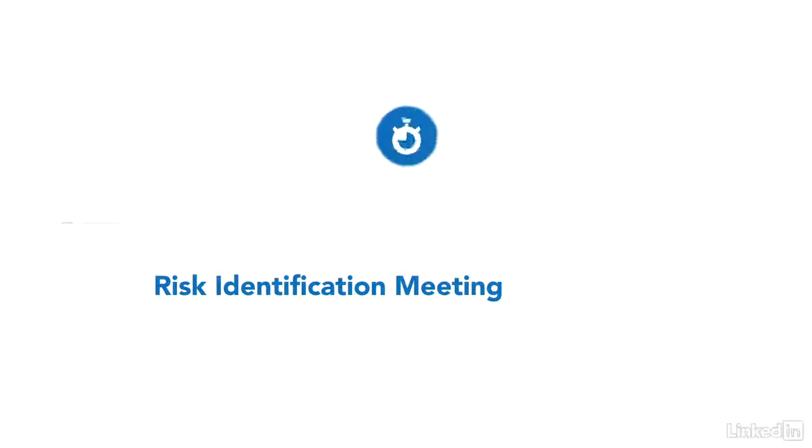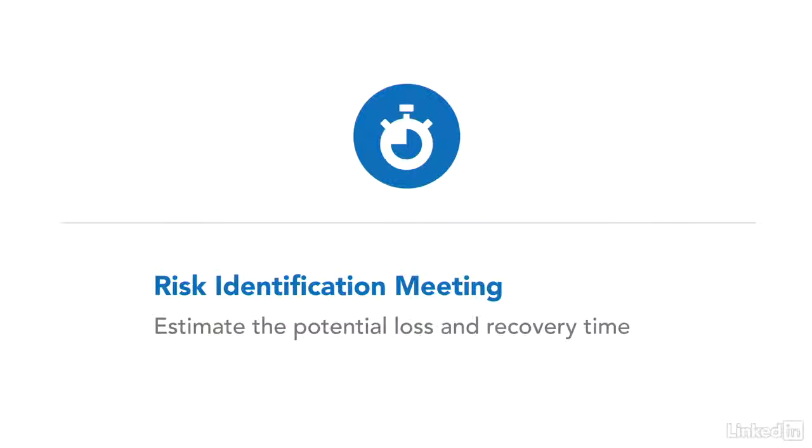That's its probability. The higher the probability, the more likely you're going to have to be ready to deal with it. You're also going to estimate how many days of work could be lost if that risk occurs and becomes an issue. This is really the team's best guess at how long it would take to recover.